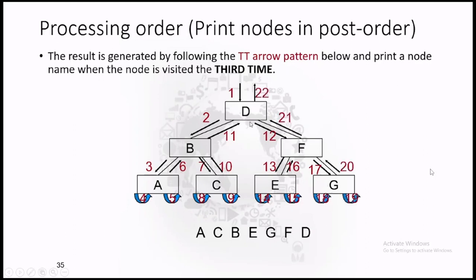So you can see that over here, the last one is D. Why? Because when it first comes in, you have to go to the left, and when it comes back from the left, it's only the second time. Then it goes to the right side. After it comes back from the right side, it has actually been visited for the third time, and only then will it print out. So this is the difference between pre-order, in-order, and also the post-order.